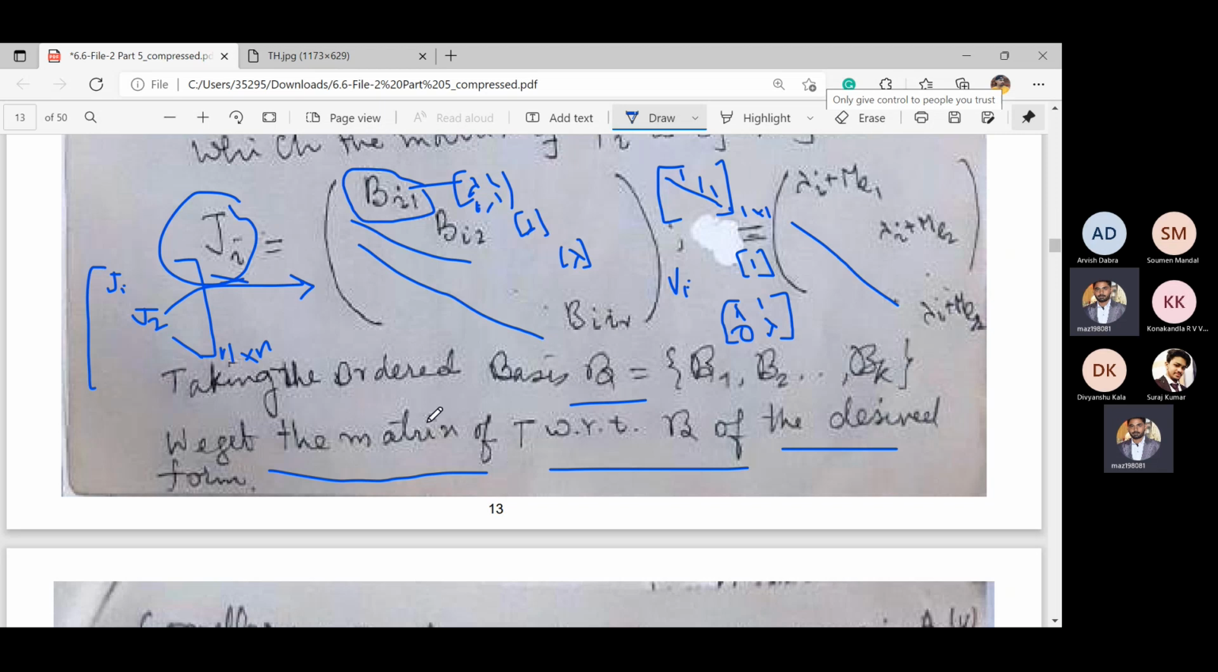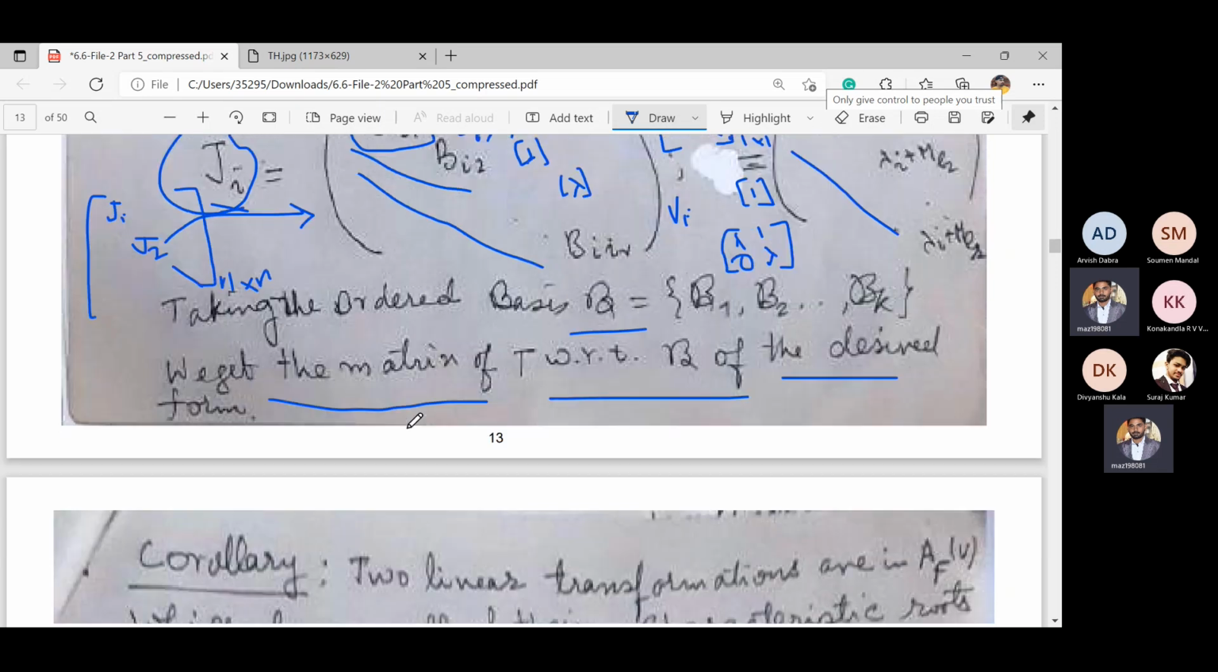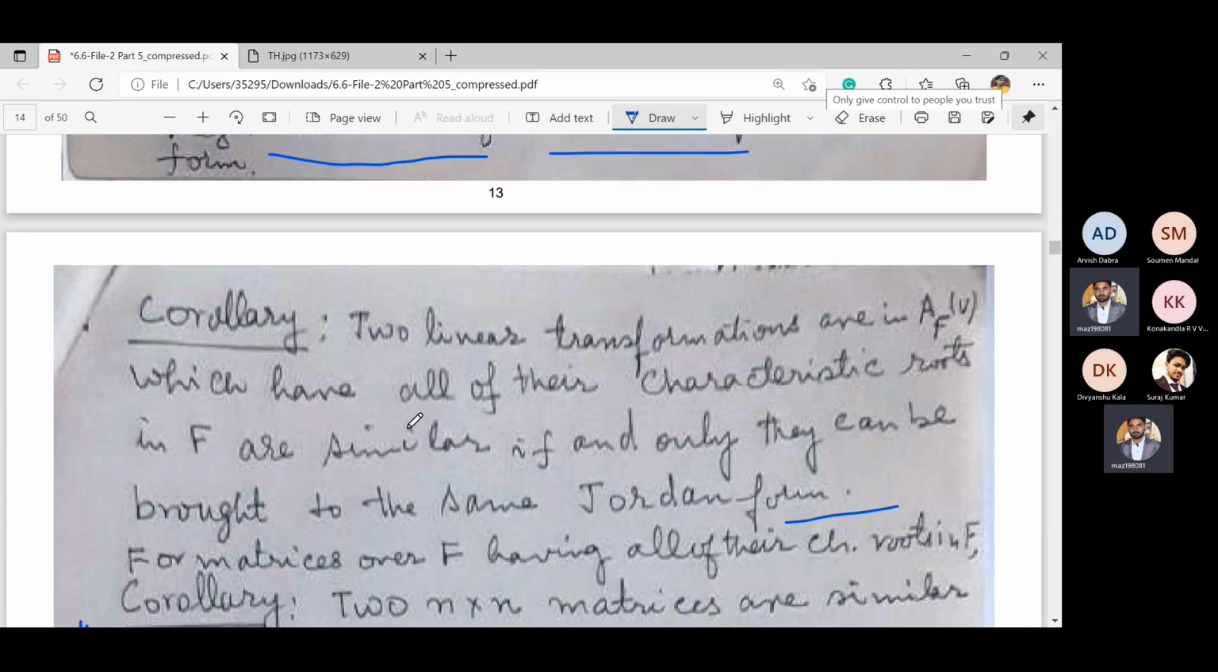And similarly we get Jordan blocks for the other eigenvalues, combine them all, and we get the required form of the matrix, which is called the Jordan form. And we have proved here that for a Jordan block there must exist a basis in which we get its Jordan form. If we take that ordered basis, we get the Jordan form of the matrix. Here is a corollary.